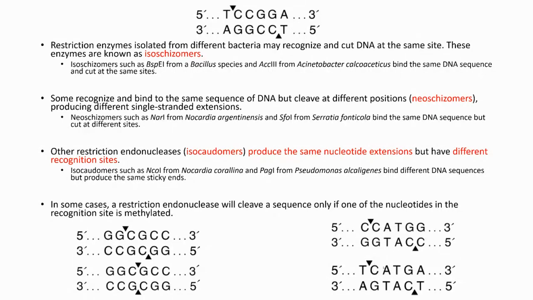And then another enzyme is called PagI. They recognize TCATGA, and also it cuts between T and C. After they cut between T and C, then you get a CATG here, which will be the same as this. And we call these enzymes isocaudomer enzymes. Okay, so that's the restriction enzyme.